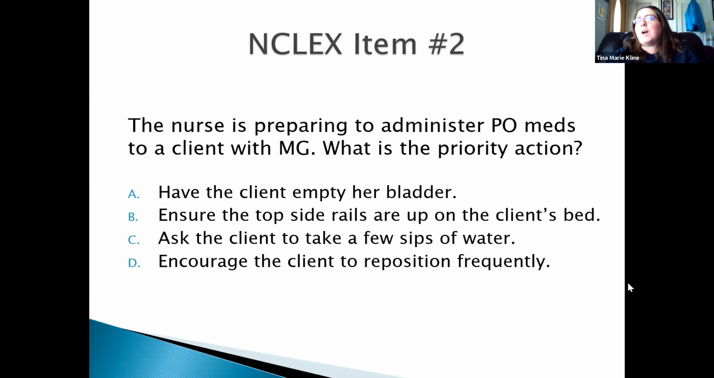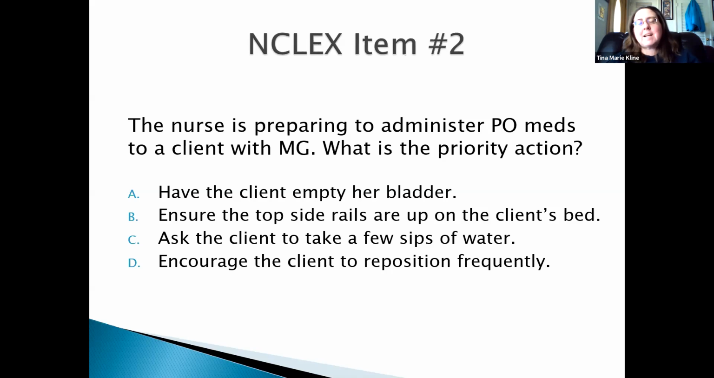So yeah, let me ask you a question though. Since we've been going over test taking tips and that, and we talked specifically about myasthenia gravis, you probably really honed in on C because we're worried about that swallowing piece, okay? But is it important to have the client empty their bladder? Sure, we want to prevent UTI. How about those top side rails? Are they a safety thing? Okay. Repositioning, does that help prevent skin breakdown? Absolutely. Those are all important things and things that we would do, but what specifically applies to myasthenia gravis and what specifically is going to be the priority for that patient when we're giving PO meds?